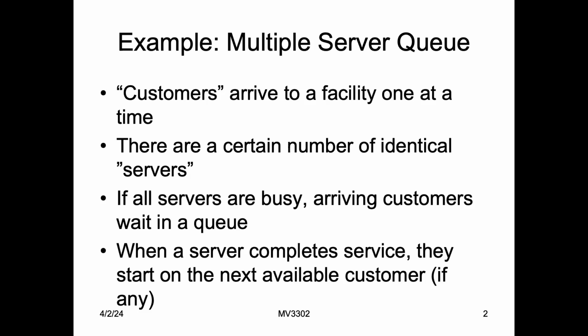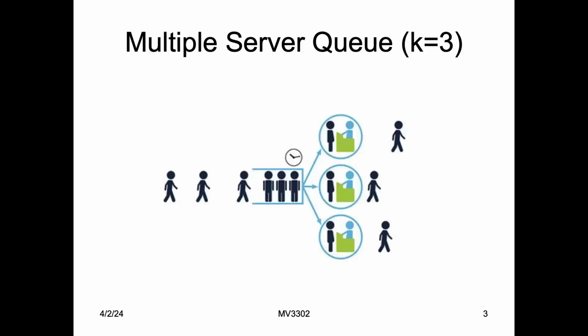So when a server completes service, that is, when the next customer service server is available, at some point they take the next person. Now, who is that next person? That's where things get a little interesting. In our basic model, it's going to be first in, first out. But that's not the only thing.